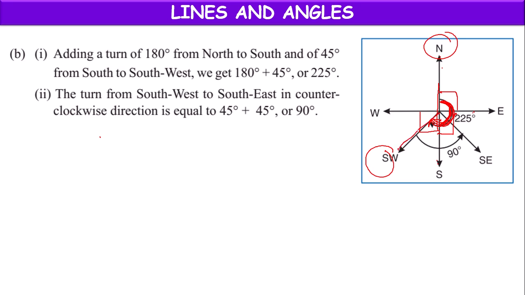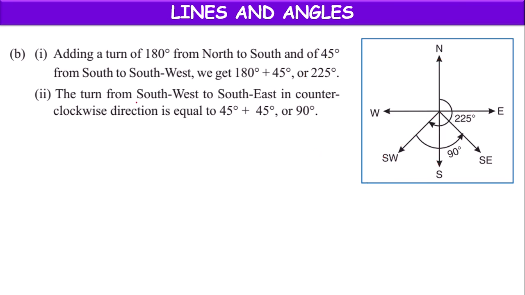But southwest is midway between west and south, so this smaller part angle will be 45 degrees. This straight angle will be 180 degrees. So total north to southwest means 180 plus 45, which is equal to 225.